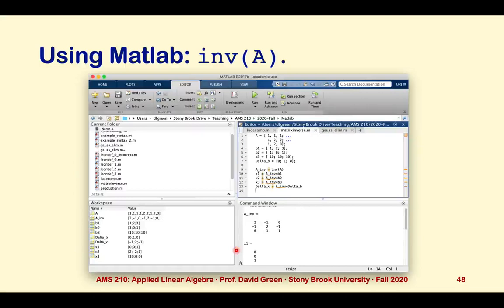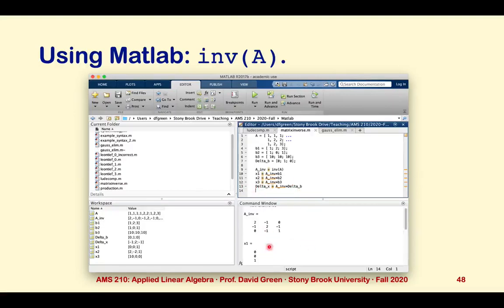Once again, just to show you this in the context of Matlab, we have a screenshot with a brief script that computes a matrix inverse for the matrix with rows 1, 2, 1, 1, 1, 1, 2, 2, 1, 2, 3, 3, different right-hand sides, and a delta b. We compute the inverse once, and then use it to solve one right-hand side, another right-hand side, a third right-hand side, and the error.